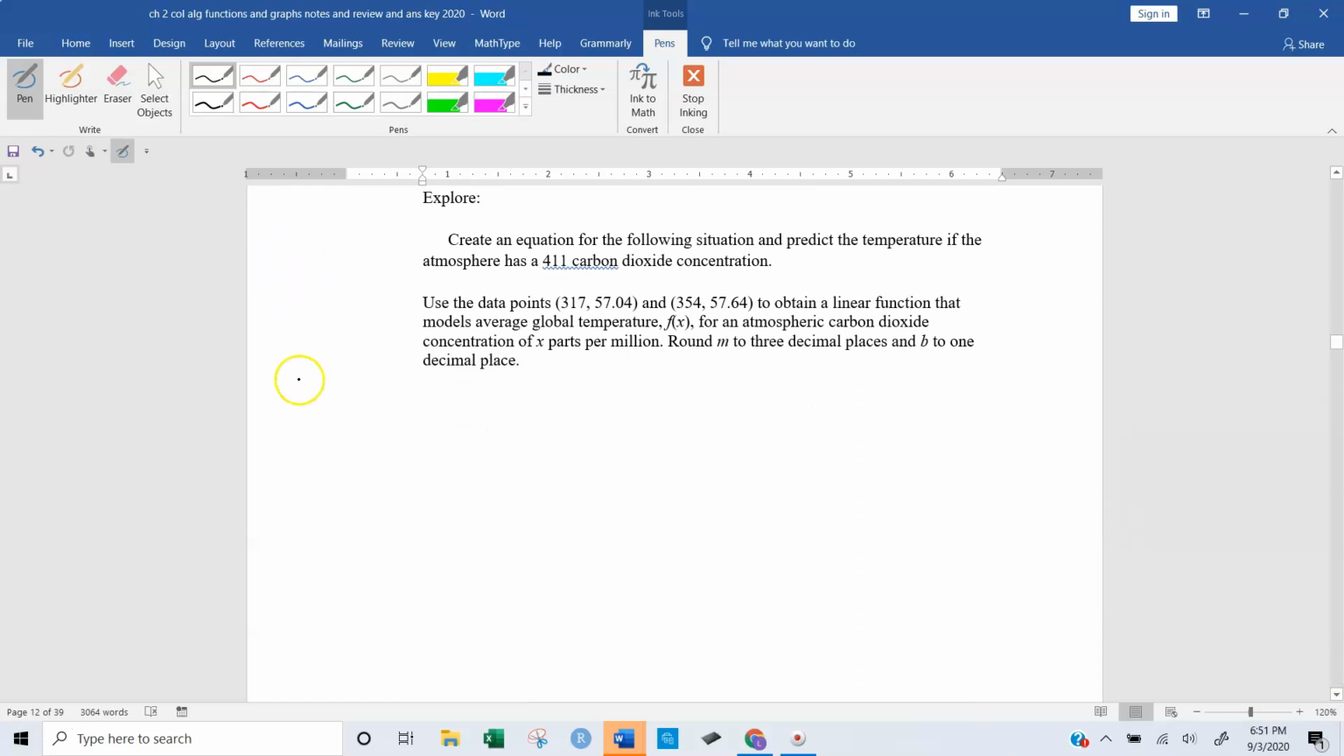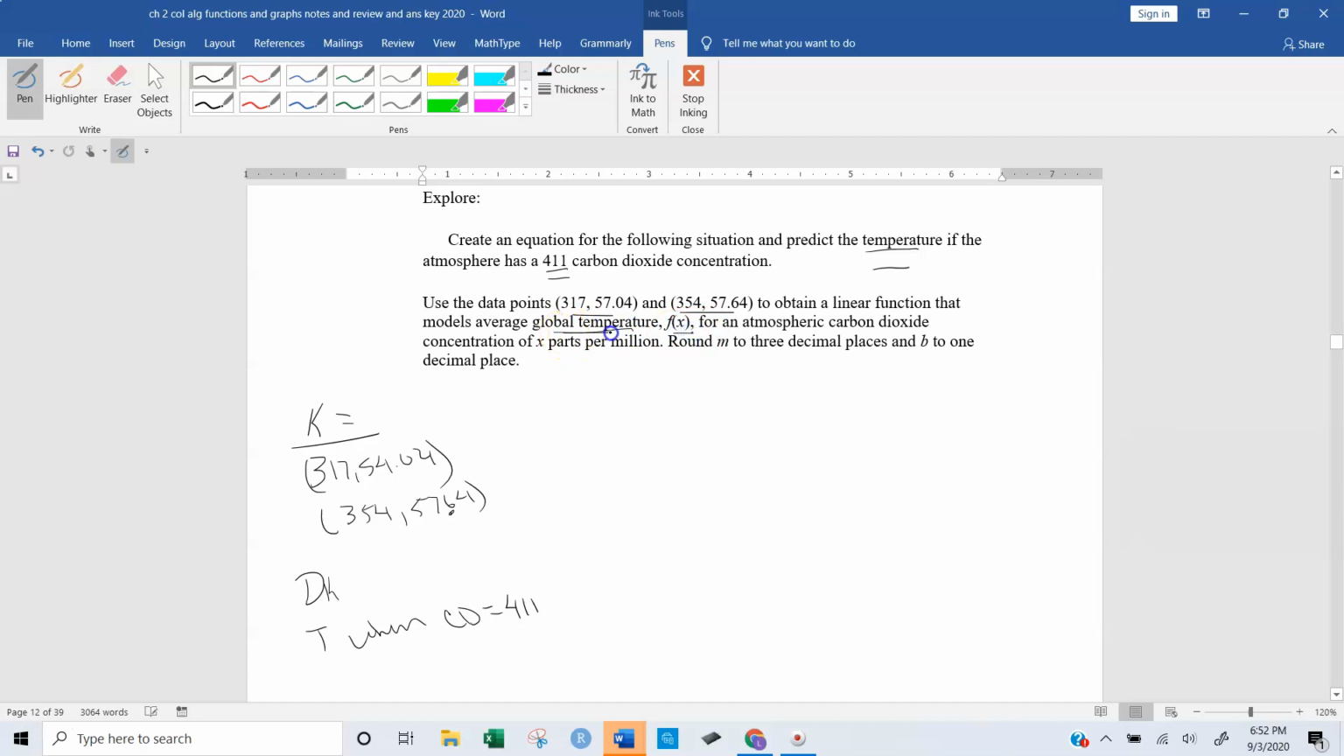Okay, let's try this story problem. All right, what do we know? Create an equation for the following situation. Predict the temperature, so that's what I'm finding. The atmosphere has a 411 carbon dioxide concentration. And look at here, they were nice enough to give us the points. So I don't know the temperature when carbon dioxide equals 411. So I do know 2 points. So they gave us 317, 57.04, and they gave us 354, 57.64. To obtain a linear function, models global temperature, f of x.